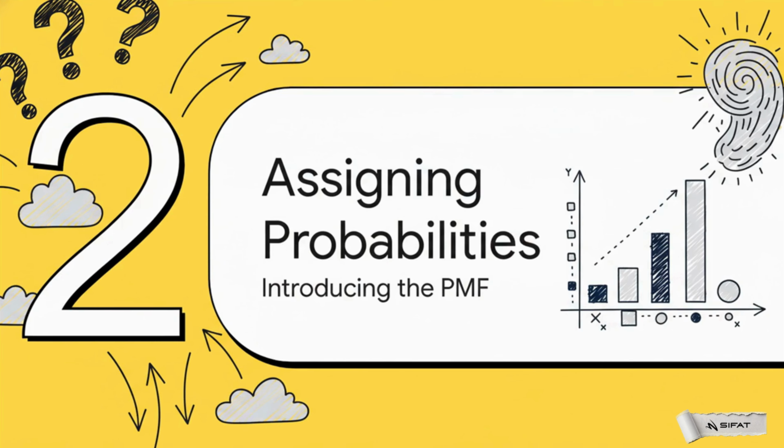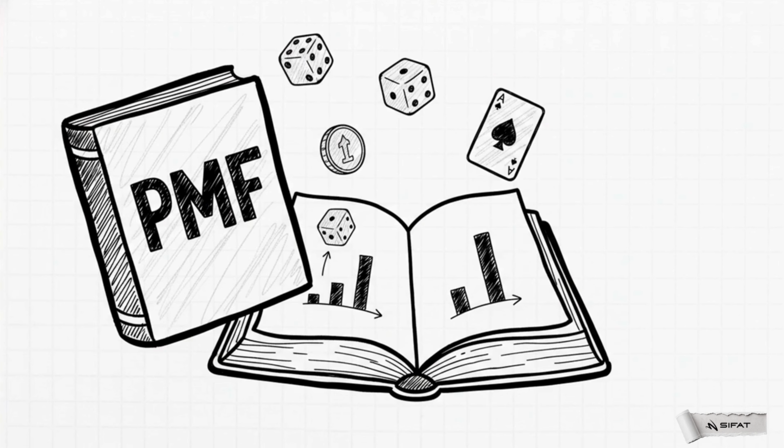Okay, so we've successfully turned our outcomes into numbers. Awesome. The next question that just naturally pops up is, well, how likely is each of these numbers? This is where we bring in a really powerful new tool. Before we get bogged down in the formal name, let's just use an analogy. For any random event you can think of, its probability mass function, or PMF for short, is basically its official rulebook. It tells you the exact probability for every single possible outcome.